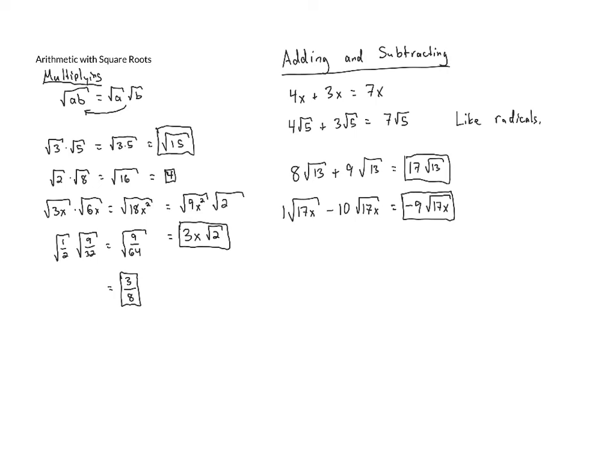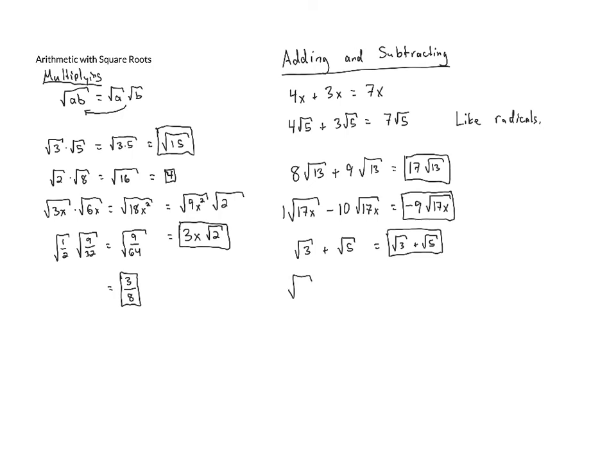All right, we're going to look at 2 more, and then we're going to move on to some problems that involve multiple steps. Let's take a look at the square root of 3 plus the square root of 5. Are those like radicals? Unfortunately, they're not, because 3 and 5 are different numbers, so we can't combine them. So all we can do is write root 3 plus root 5. That's one that can't be simplified.